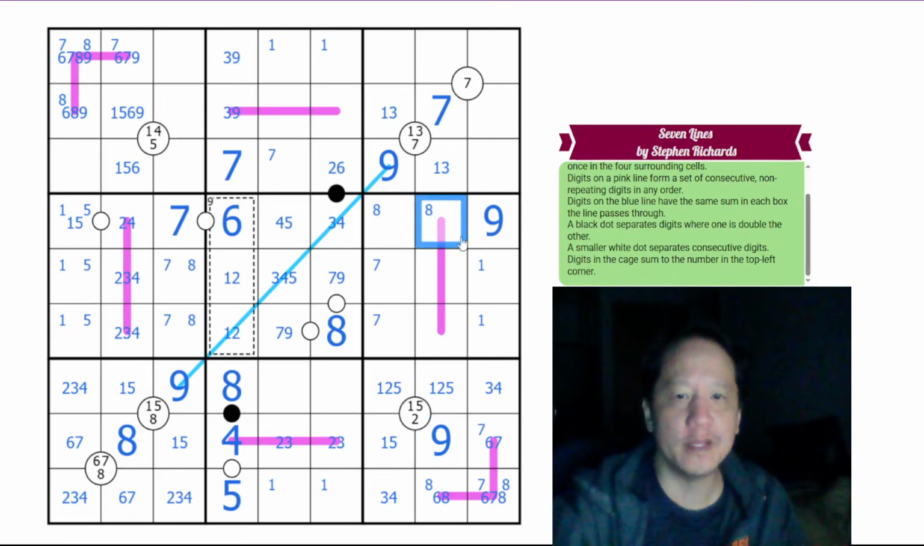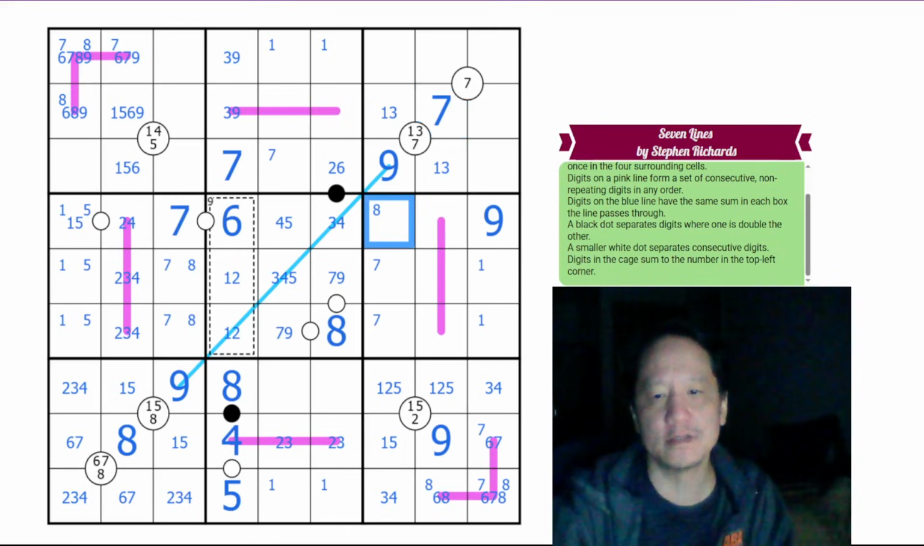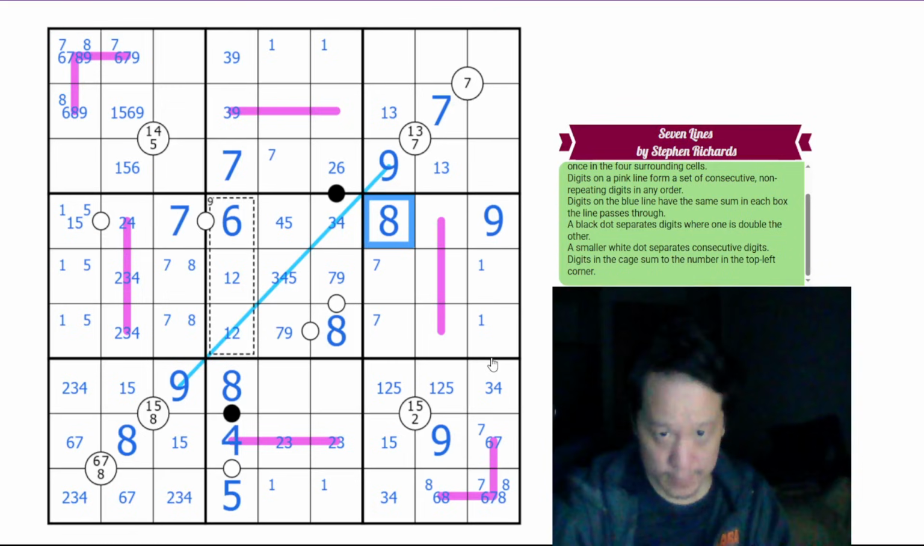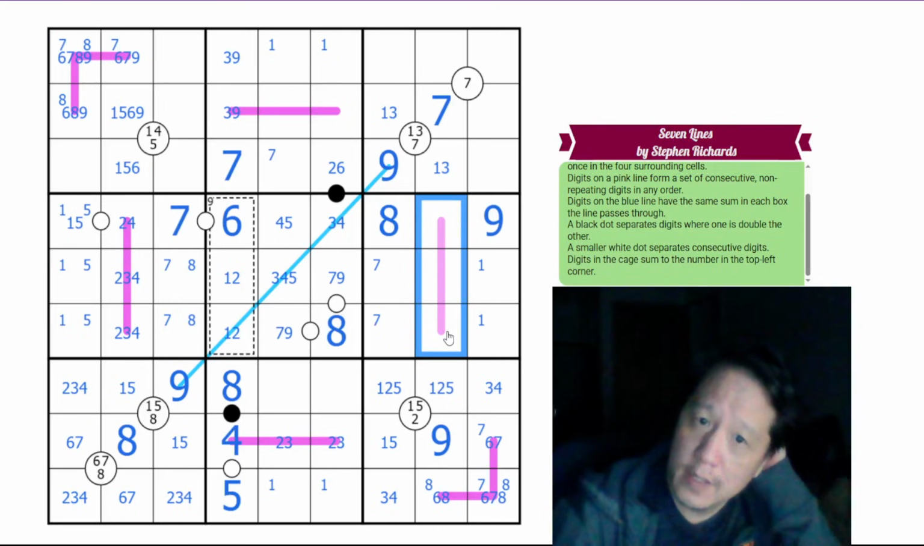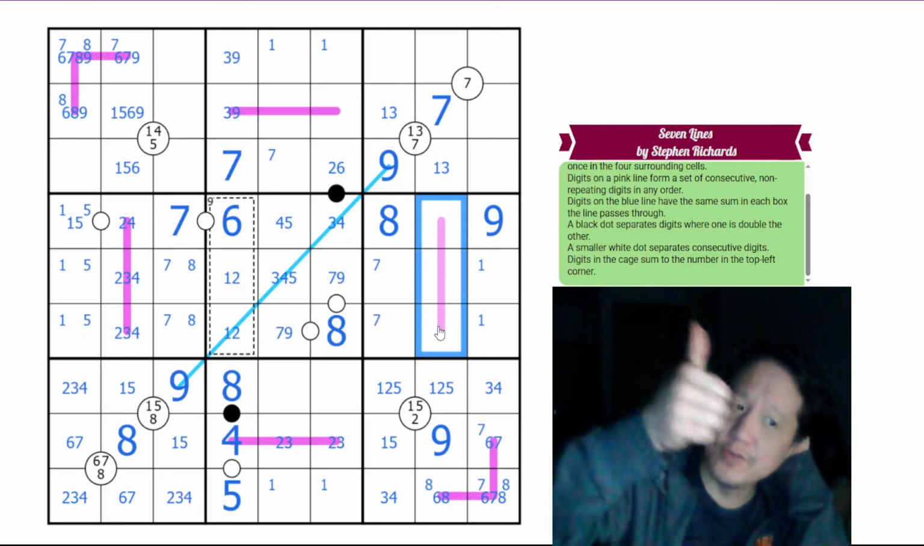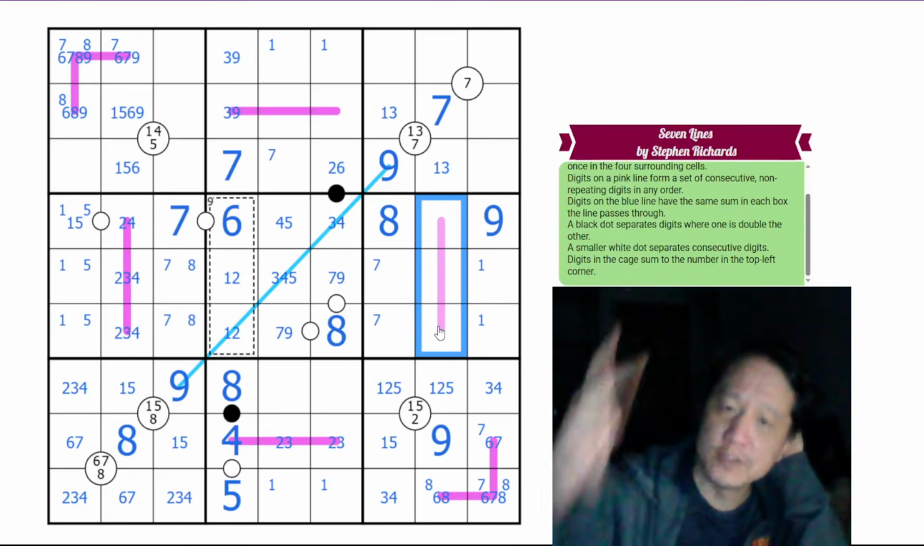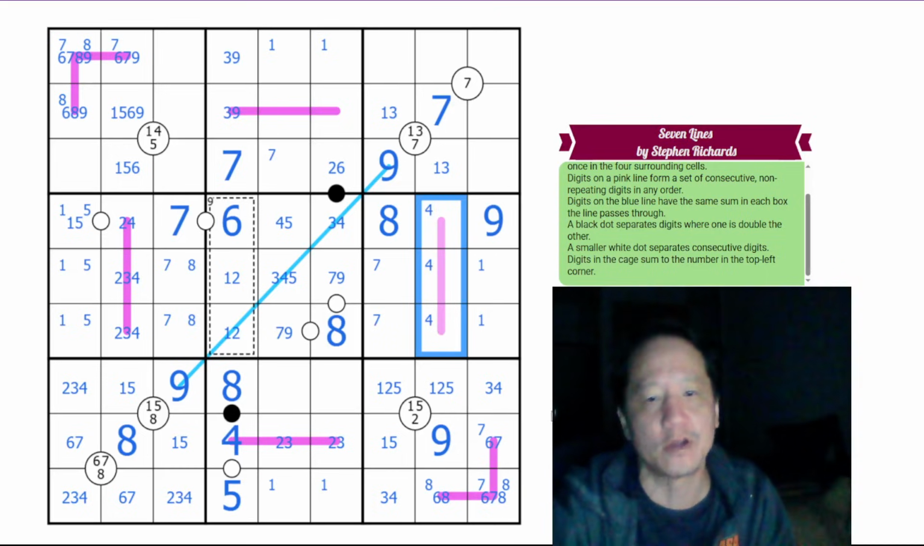Can this ever be 8? You have 8 here. You would have to have a 7 on this Renban, and you can't have a 7 there because of 7 in the column. So this cannot be 8. This is 8 here. So this Renban has to be either 2, 3, 4, 3, 4, 5, or 4, 5, 6. Either way, you need a 4 here.